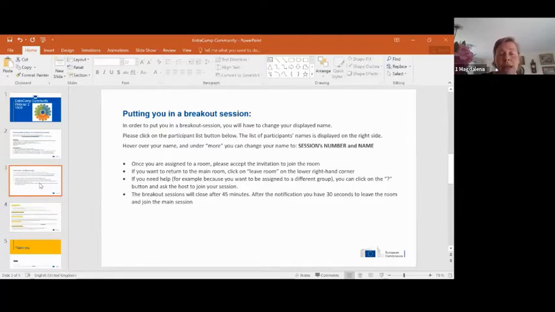The sessions will end automatically. We set it to close automatically 45 minutes after starting. You will have 30 seconds to leave, to wrap up, and to still discuss some details, but then the session will be closed and you will automatically be put back into the plenary. Do you have any questions on this part? I think during the doing we will see more.